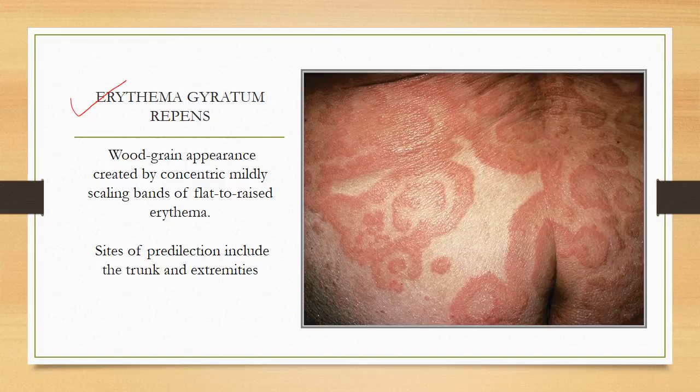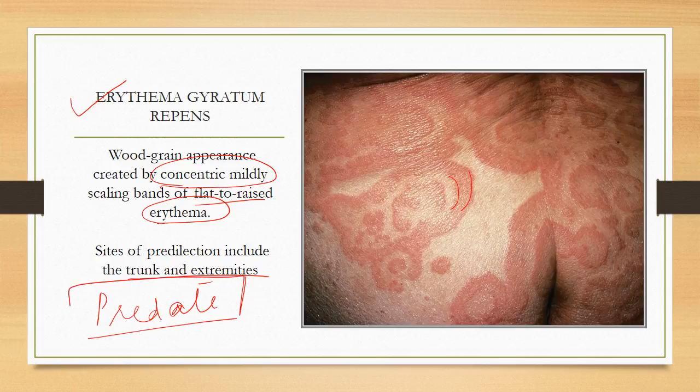Another example is erythema gyratum repens, which is the wood grain appearance of concentric, mildly flat to raised erythematous lesions. You can see here the concentric lesions present on the trunk and extremities. Again, signs of internal malignancy like lung CA, breast CA. They can predate the malignancy and thus again point us towards an early diagnosis.